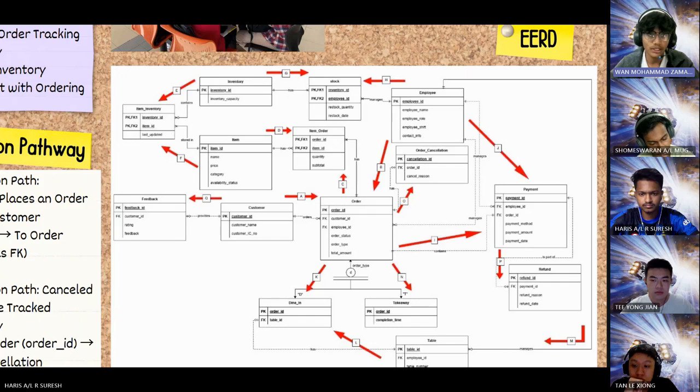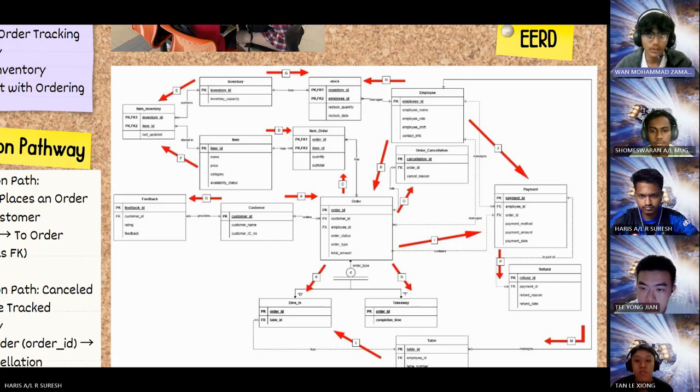Next, let's go to the order table, which has its own specialization. The order table includes a specialization for dine-in and takeaway orders. For dine-in orders, there's a relationship with the table entity using table ID, which identifies the table assigned to the order. For takeaway, we have the completion time attribute to record when the order is ready.